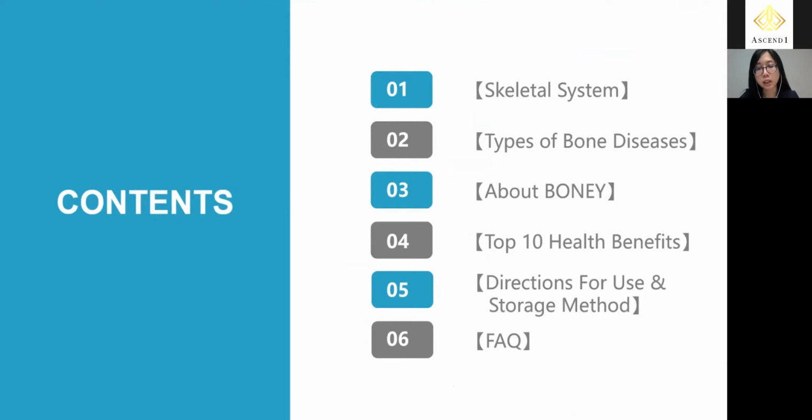So today's presentation, we will go through a few parts. First is the skeletal system. We will go through our human skeletal system. And then next is the types of bone diseases. Actually, bone diseases have many types, so we will go through them one by one. Benefits. Then we will go through the directions for use and the storage method of this bony. And last one is the common questions of the bony.